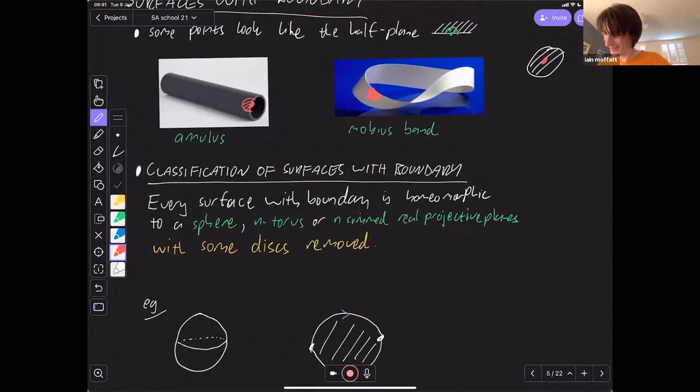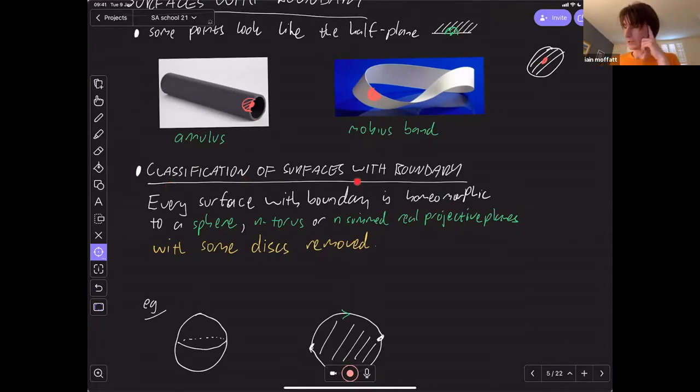we were doing surfaces with boundary, and these will come up a lot. The point is that even when you've got a boundary, you don't really have very much else going on. And the classification of surfaces with boundary, which is slightly less well known than for closed surfaces, is that every surface with boundary must be homeomorphic to one of our previous surfaces, so the sphere, the n torus, or n summed real projective planes, but with some disks removed. So all we can do is take one of our old surfaces and just poke some holes in it.